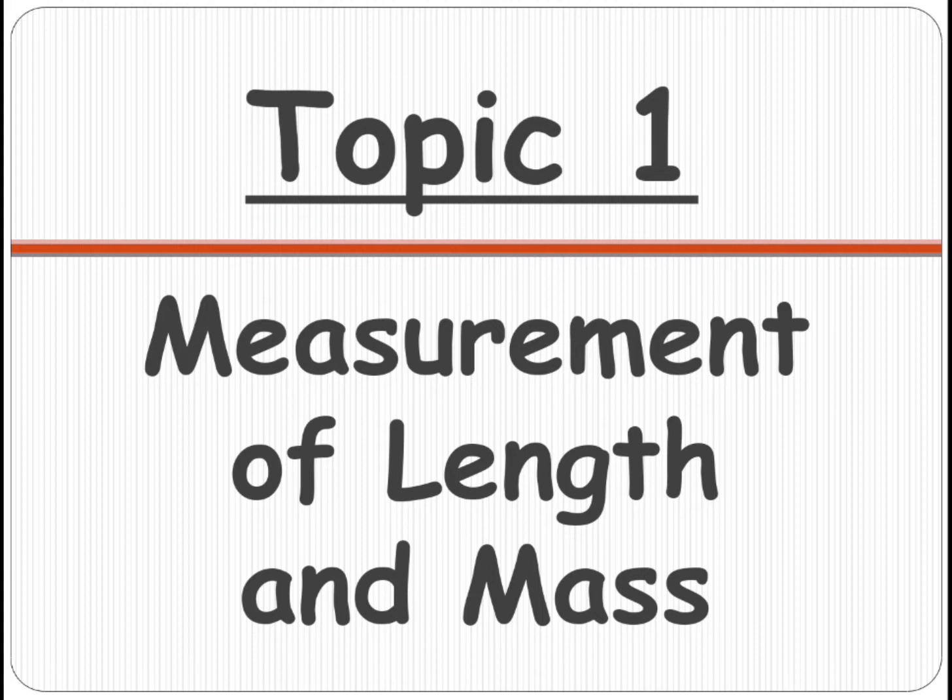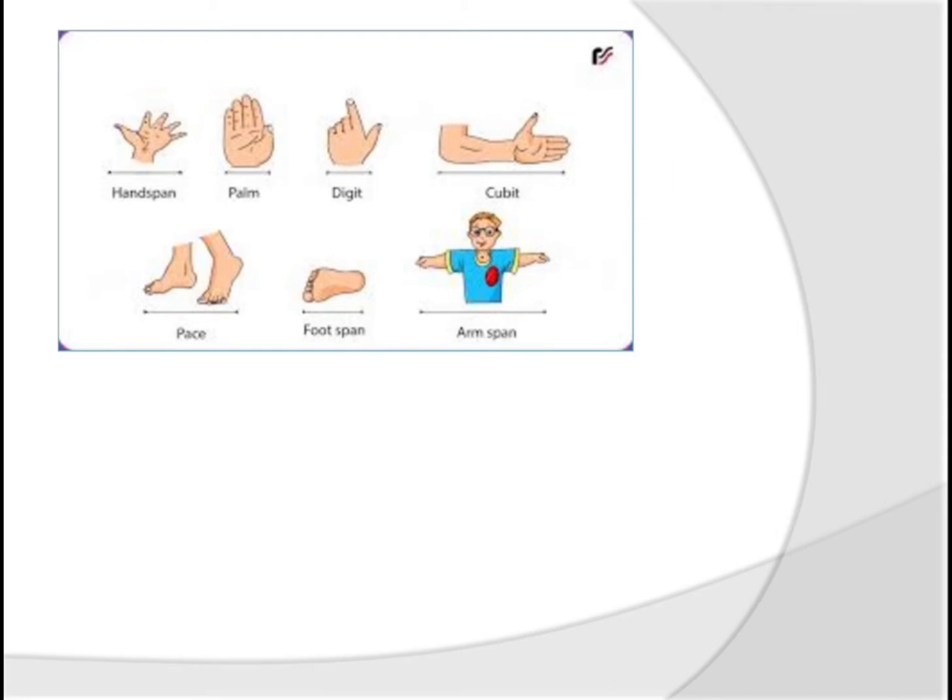Okay, measurement of length. Length is the measurement we use to find the length of an object, how much space it is occupying. Earlier they used body parts like hand span, palm, digit, cubit, pace, foot span, arm span. All these were used to measure an object. If it is a small object, they used the digit, or if it is bigger, hand span or palm. According to the size of the object, they used their body parts to measure the length of that object. Okay, children.